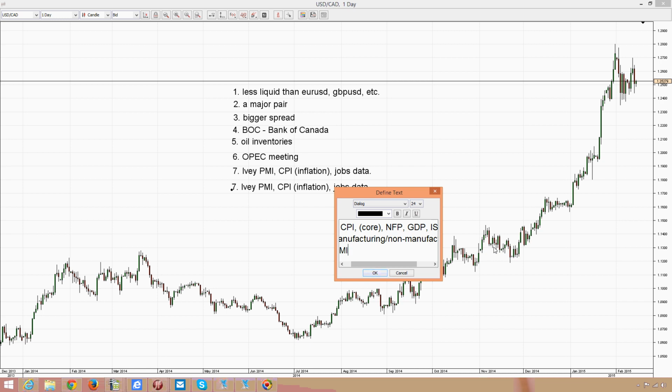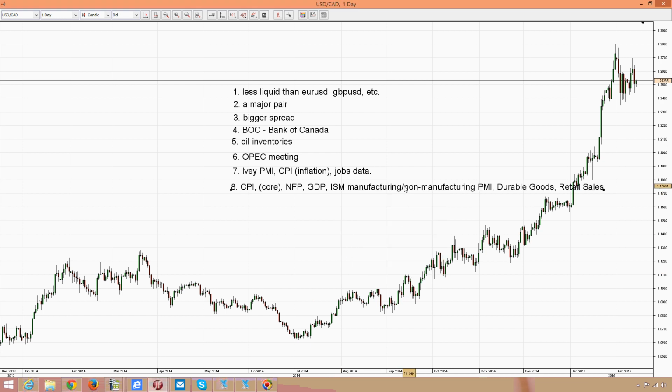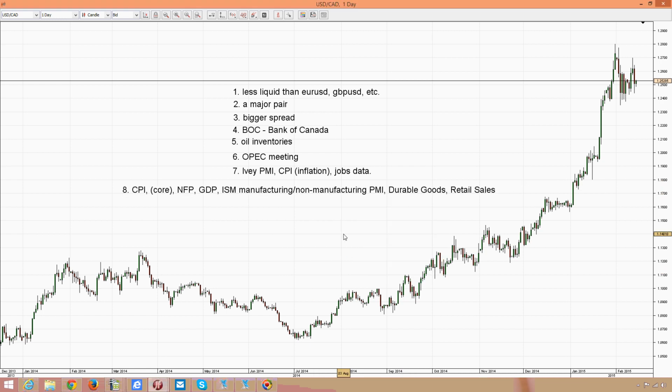Then of course look in the US for the durable goods or durable goods orders, retail sales, and this would be pretty much all that should move the US dollar Canadian dollar in terms of fundamentals.